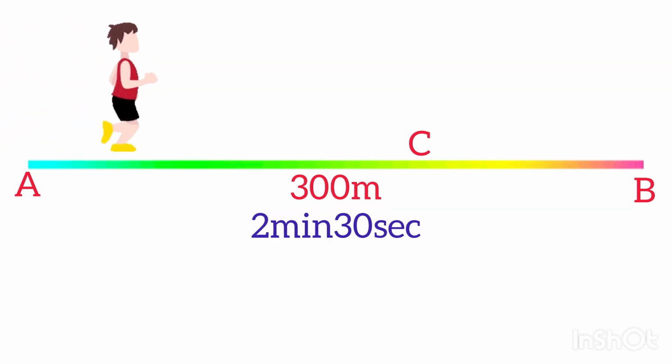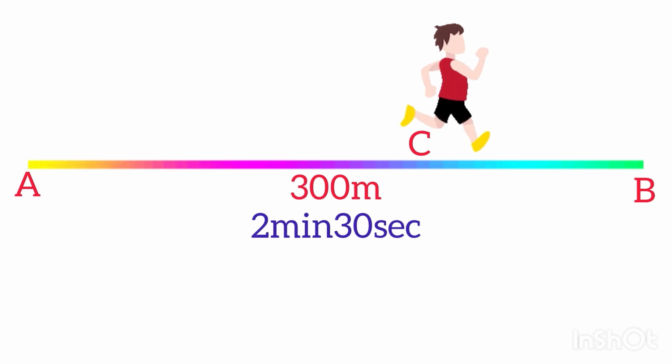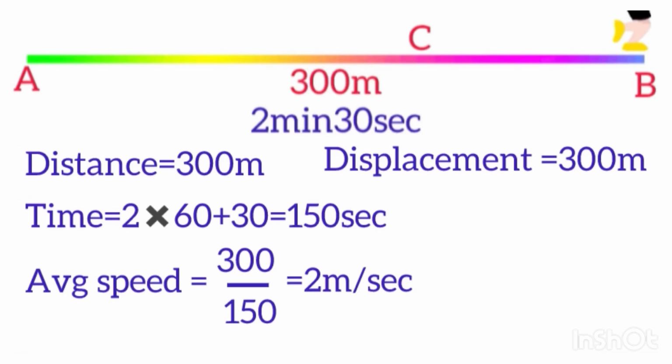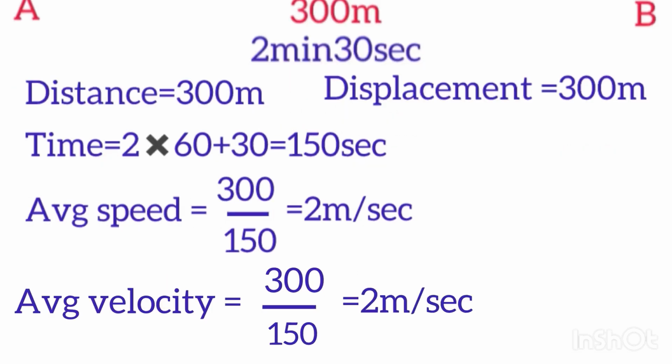In the first case, the athlete is running from A to B. Now A to B, the distance is 300 meter, displacement is also 300 meter. Time taken is 2 minutes 30 seconds. So when we convert that into seconds, 2 minutes is 2 into 60 and 30 is already in seconds. Just add 30 to that. So it's 150 seconds. Average speed is distance upon time. So it is 300 by 150, which is 2 meter per second. Now average velocity is also 2 meter per second, as displacement is 300 and time taken is 150 only.